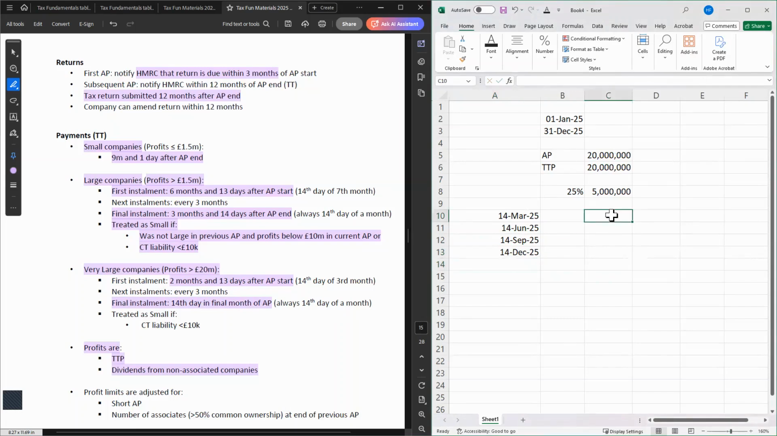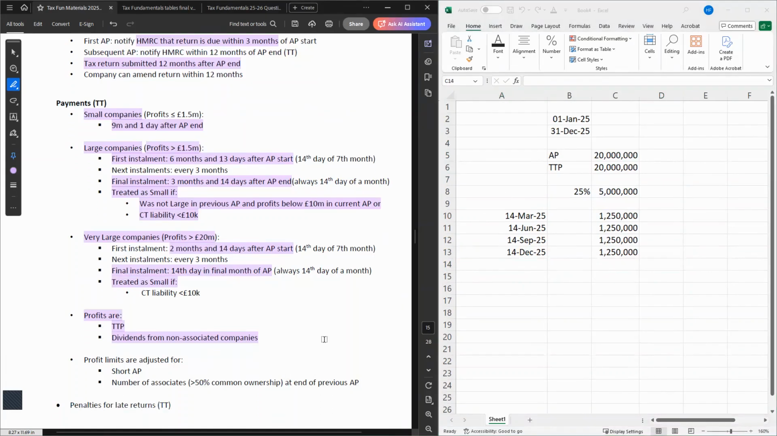And the amounts would again be a quarter of the tax liability. So you divide this by 4 and the same amount will be due on each of the dates for the 12-month accounting period. So that then gives us our dates for very large companies. And you can see that these dates here are all earlier than the dates for large companies. So they're all 4 months earlier, which means that companies under the very large regime have to pay all their instalment payments before the end of the accounting period. So the final one is paid on 14th December 25 of the 31st December 25 accounting period.